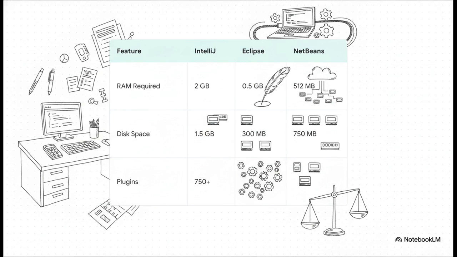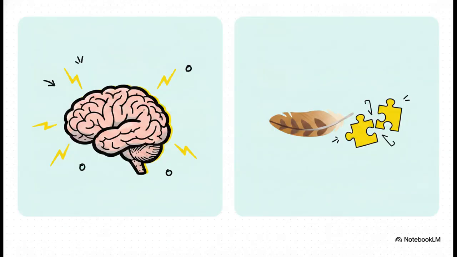And then you've got NetBeans. NetBeans sits comfortably right in the middle. It requires around 512 megabytes of RAM for Windows or 2 gigs for Mac, and it has over 1,000 available plugins. Let's zoom in on 2 of those really popular choices, IntelliJ and NetBeans.